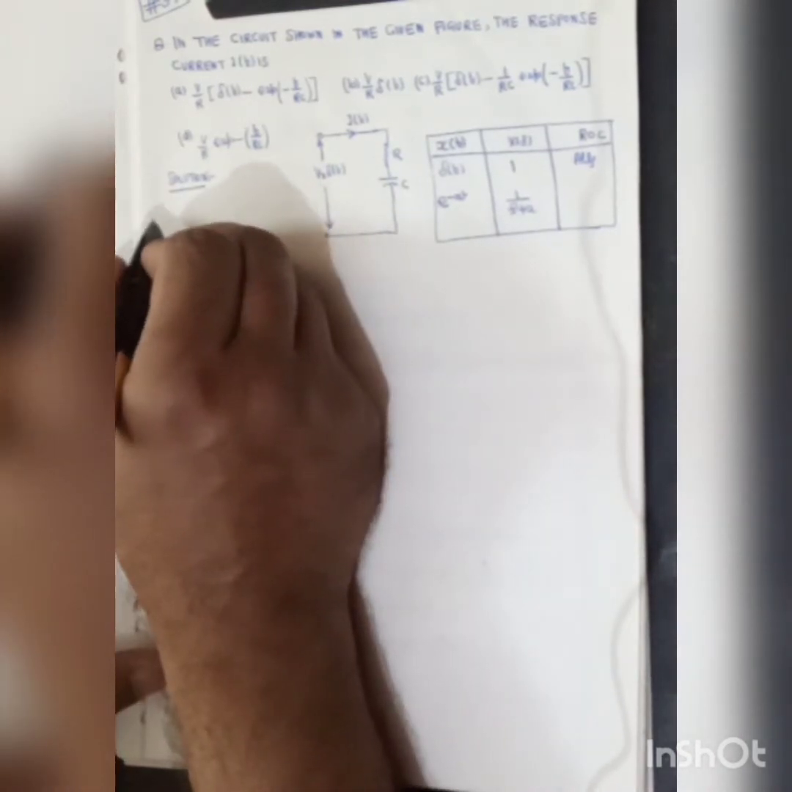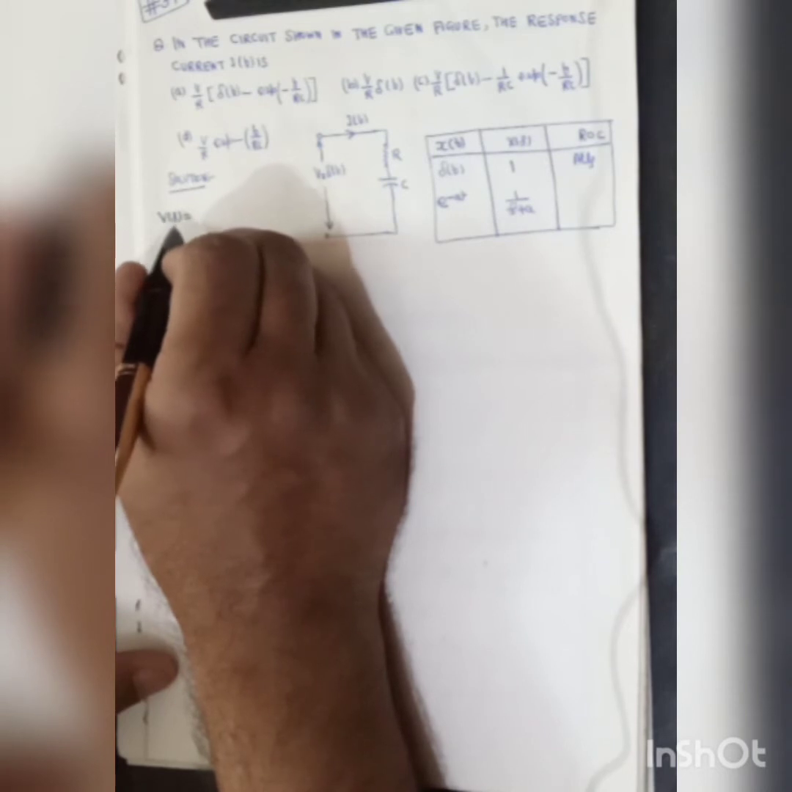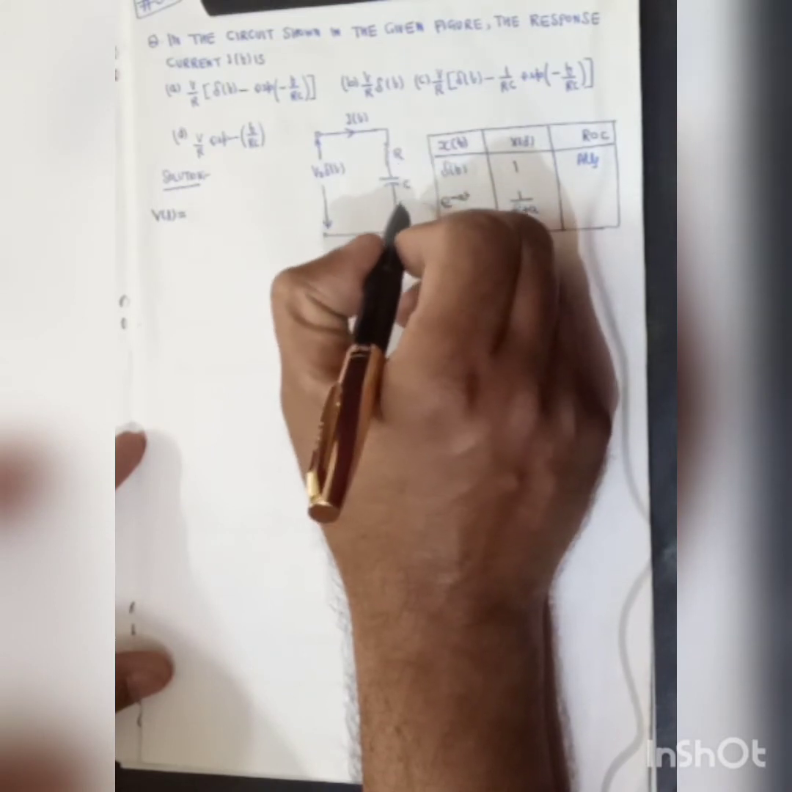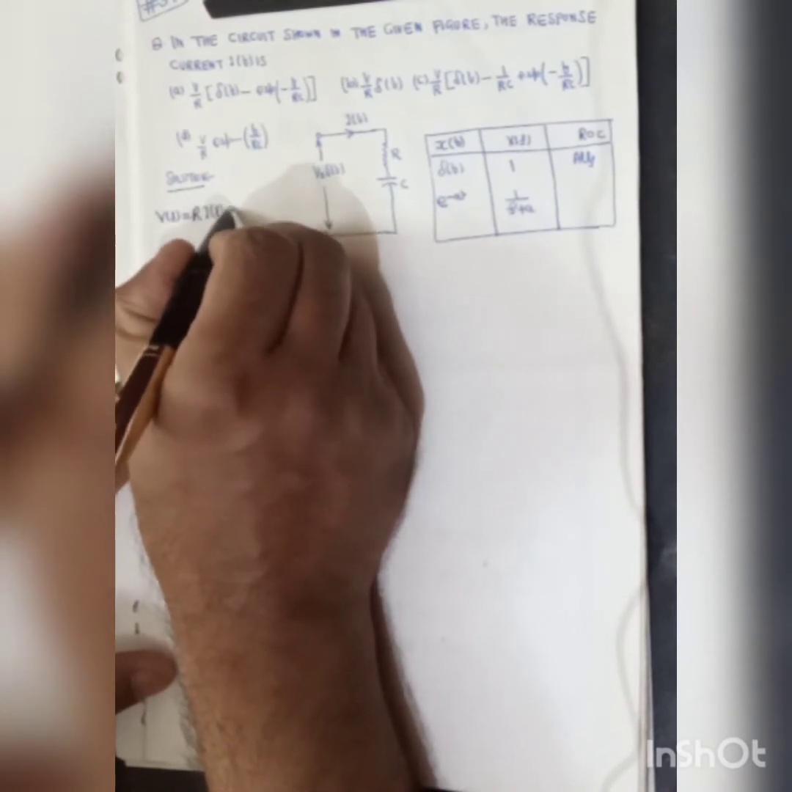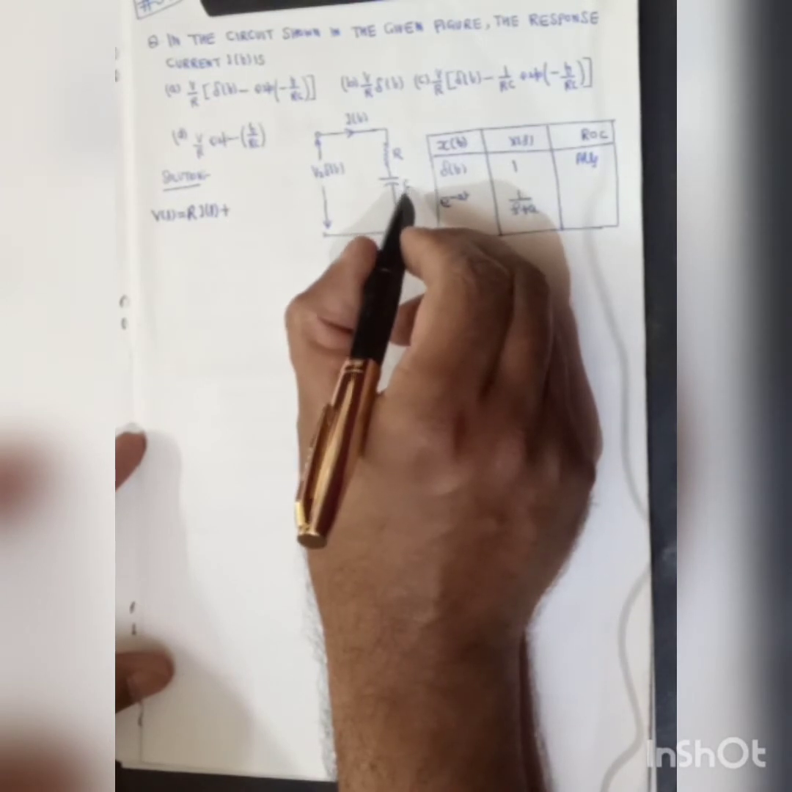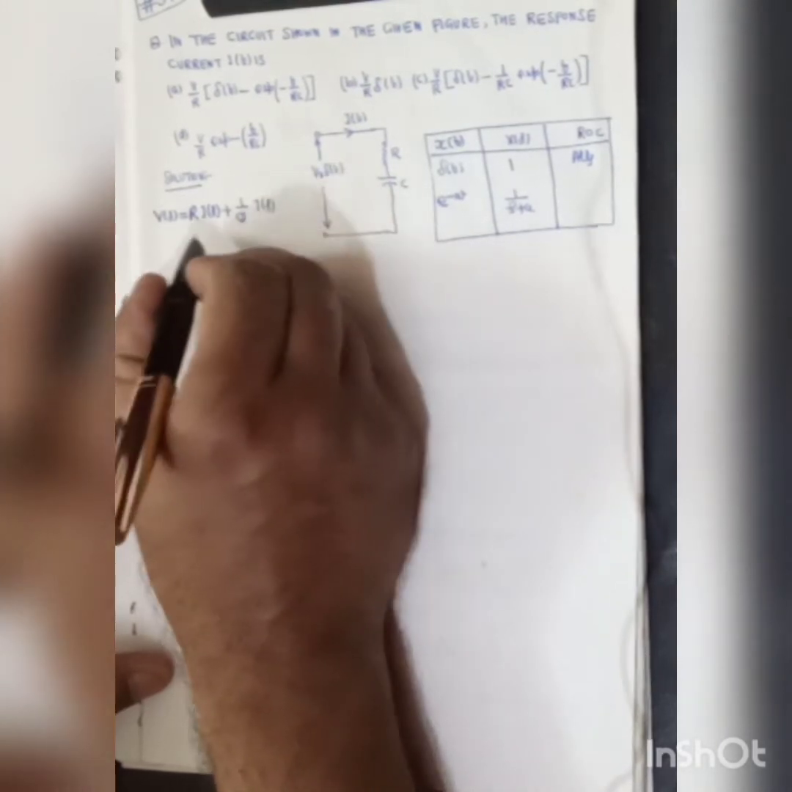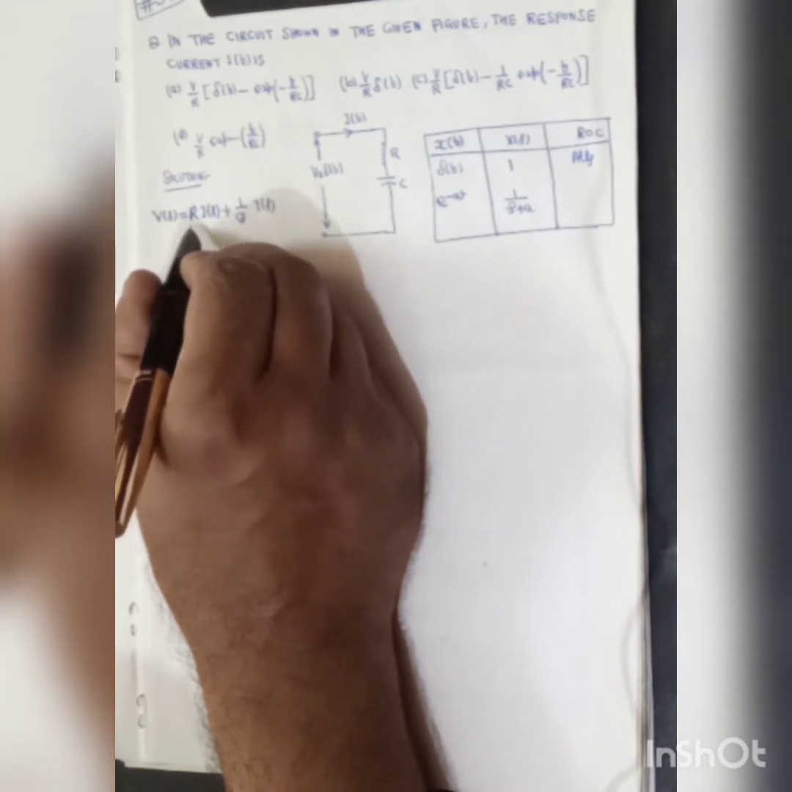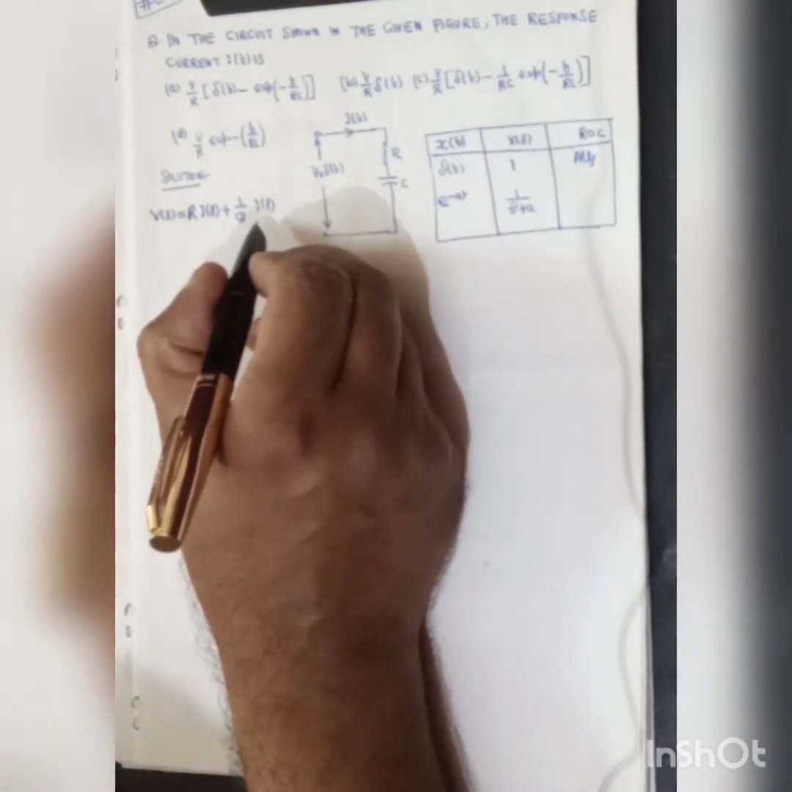From Kirchhoff's law, the voltage V(s) in the S domain will be the total voltage, which is the voltage drop across the resistance plus the voltage drop across the capacitance. The voltage drop across the resistance is R into I(s), plus the voltage drop across the capacitance in the S domain, which is 1 upon Cs multiplied by I(s), since the impedance of the capacitance in the S domain is 1 upon Cs. This is simply Ohm's law.